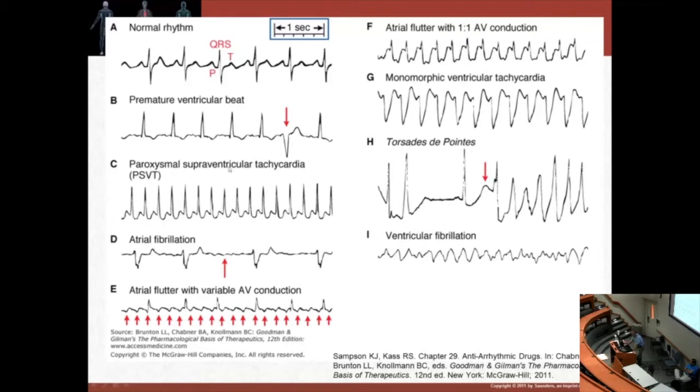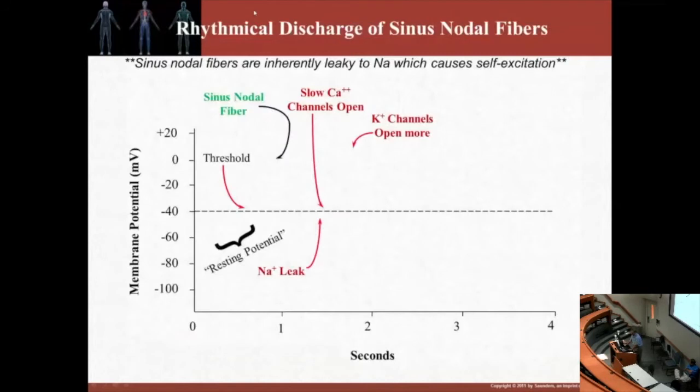This basically means a supraventricular tachycardia, or PSVT, that comes and goes. This is A fib, a good example of that. Here's a flutter. Notice all the different P waves. A flutter with a one-to-one conduction. Here's a nice example of torsade de pointes, and of course, the very deadly ventricular fibrillation. So here's a nice summary of all the different EKG abnormalities.